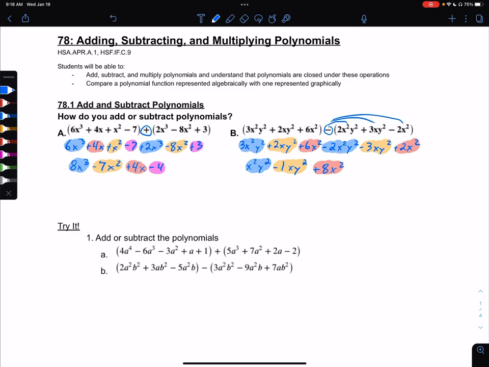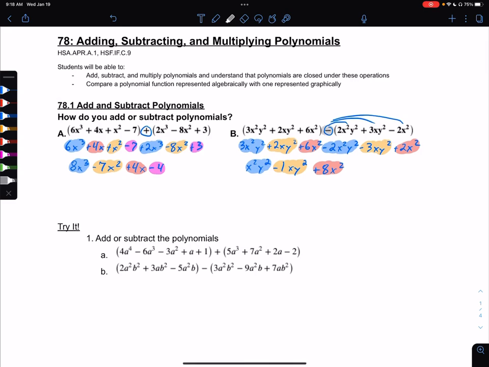So adding and subtracting polynomials is just combining like terms. Make sure they have the same base and the same exponent, and just be extra cautious with your subtraction problems. You need to distribute, think of it as distributing a negative 1 to any terms that are after that subtraction sign.